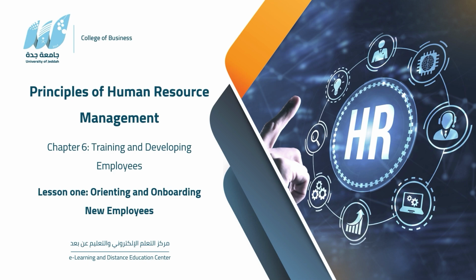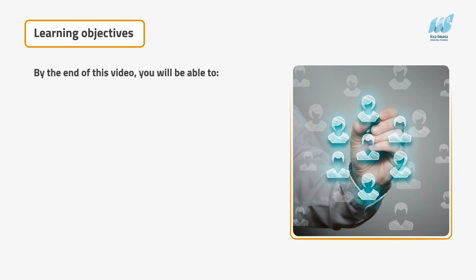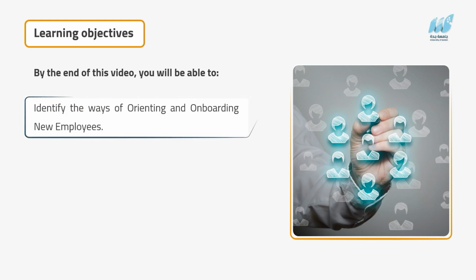In this video, we will talk about Chapter 6, Training and Developing Employees. Lesson 1, Orienting and Onboarding New Employees. By the end of this video, you will be able to: 1. Identify the ways of orienting and onboarding new employees.